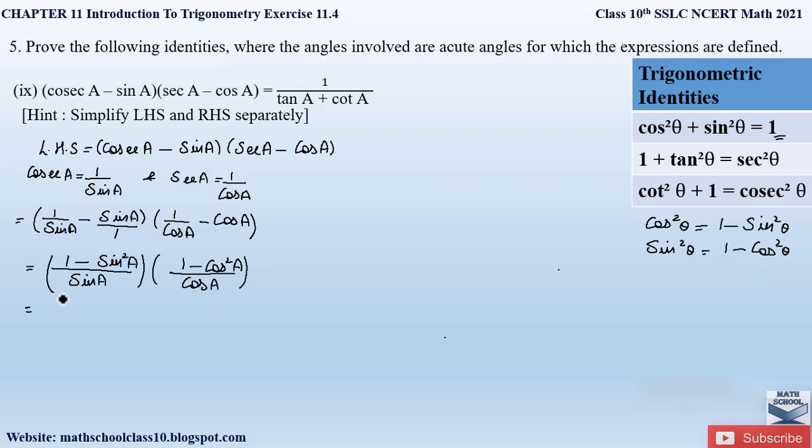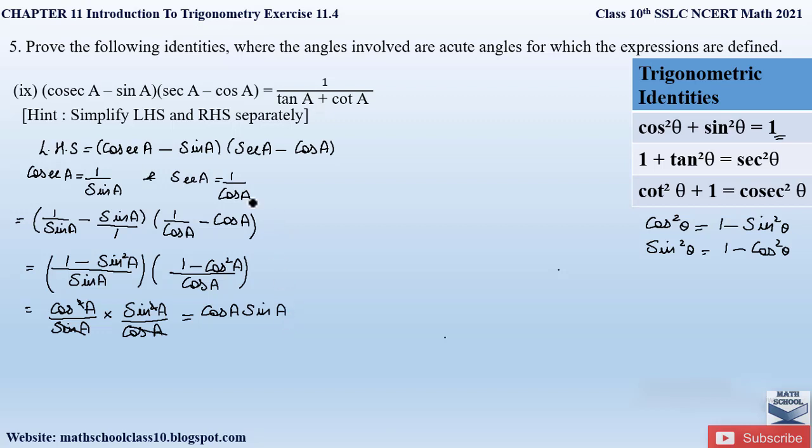So 1 minus sin square A is cos square A, divided by sin A, into 1 minus cos square A, which is sin square A, divided by cos A. Since there is a multiplication sign in between, we can cancel cos A in the numerator with cos A in the denominator. Similarly, the numerator sin A can be cancelled with the denominator sin A. So we will be left with cos A into sin A. Further we cannot simplify, so we got the result as cos A and sin A.